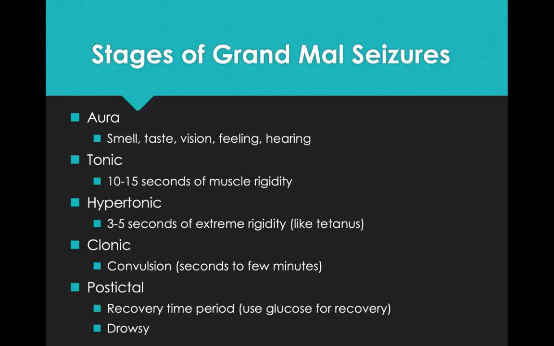So these are the stages that we go through in a grand mal seizure. It starts with the aura, it moves into muscle rigidity in the tonic phase, then extreme rigidity in the hypertonic phase. Then our classic convulsions all happen during the clonic phase. And then the recovery is called our postictal phase.